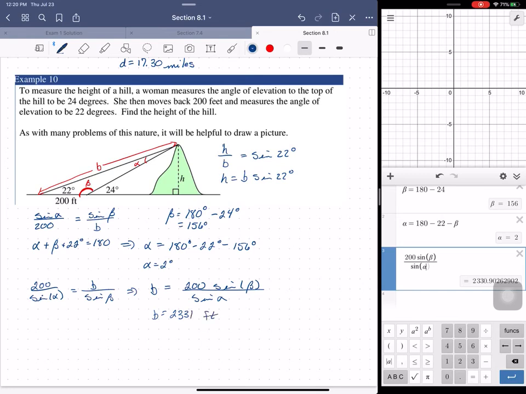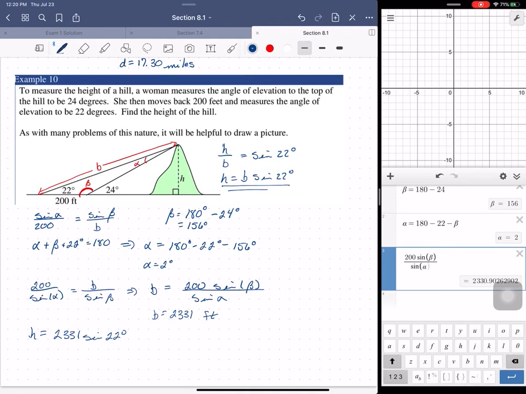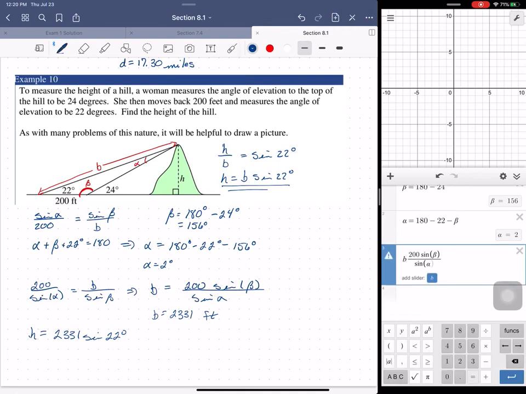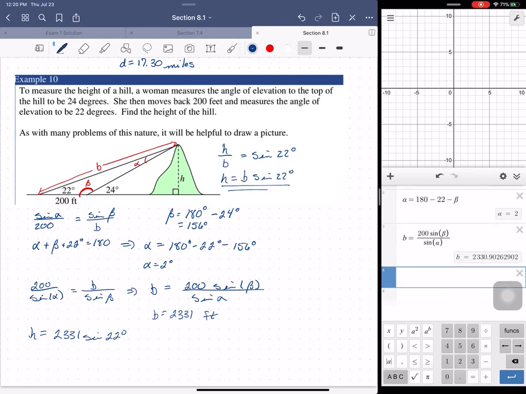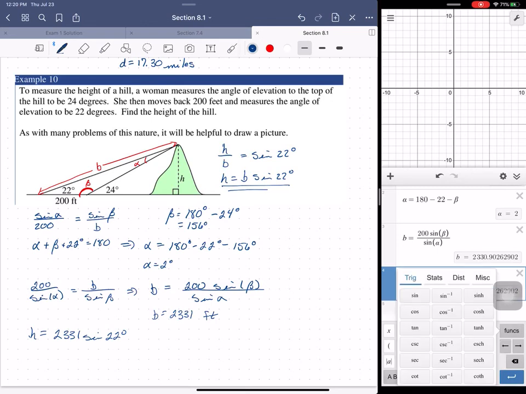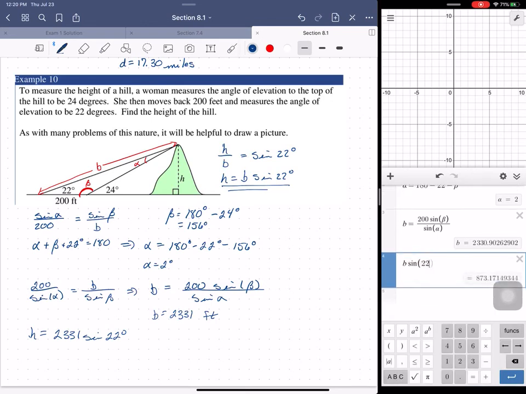Now that's not what I want yet, is it? But that gives me what I need, because that means that h, the height of my hill, is 2,331 times the sine of 22 degrees. So let's label that b. And now I can find h: h is b times the sine of 22 degrees, which is 873 feet.